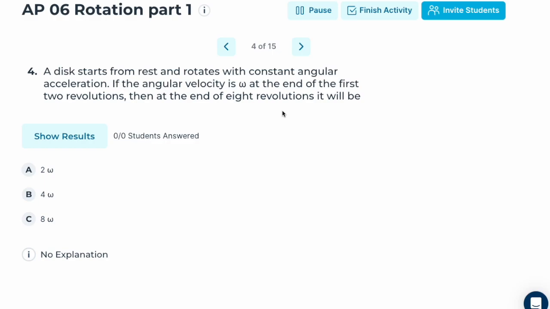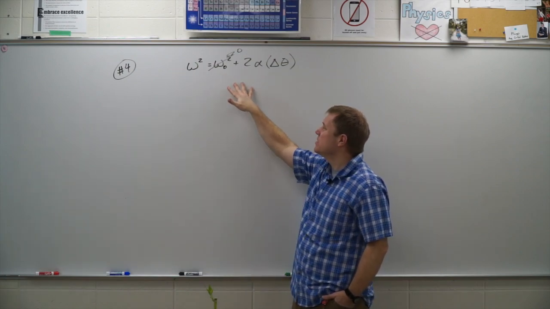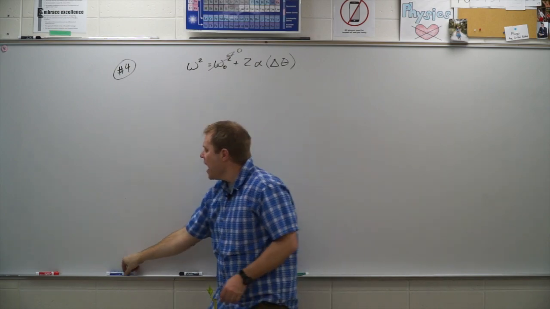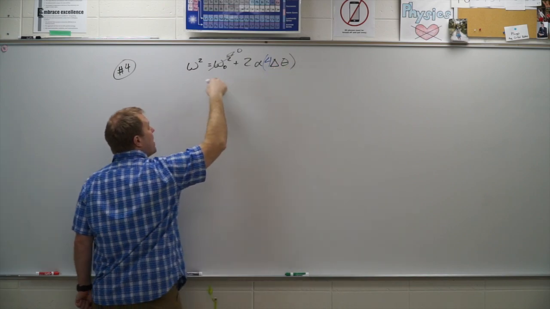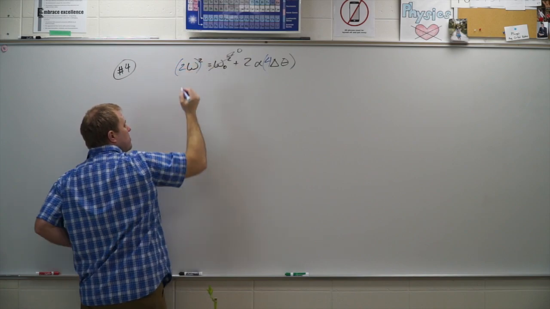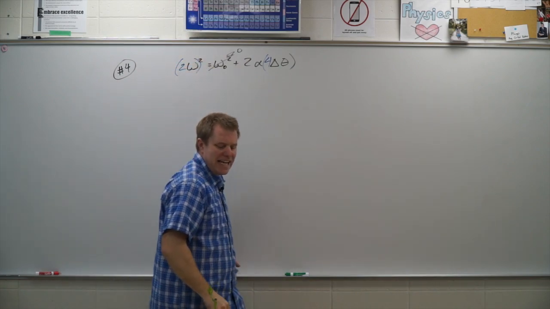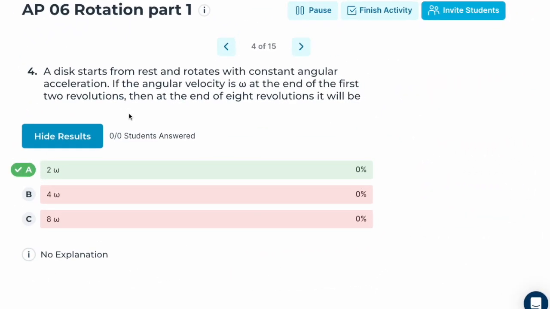Number 4. A disk starts from rest and rotates with a constant angular acceleration. If the angular velocity is omega at the end of the first 2 revolutions, then at the end of 8 revolutions, it will be 2 times that omega, 4 times that omega, or 8 times that omega. Let's take a look. We have a constant angular acceleration, so we can use these base equations. It starts at rest, and if I experience an increase of 4 times the theta, what does that do to this omega? Well, 4 is something squared, so that something is 2, so we experience twice the angular velocity. Correct answer, 2 omega, A.